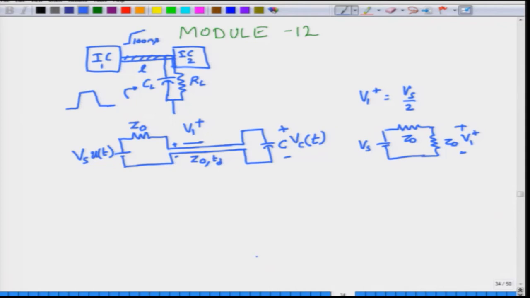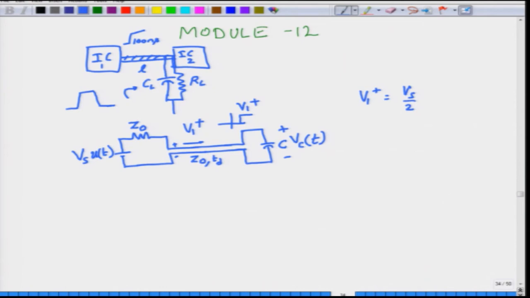Because the characteristic impedance is matched to the internal impedance of the source, V1 plus is equal to Vs by 2. Alright, we agree with this. Now, as that voltage begins to propagate down the line and arrives at the load at a time TD, this is what the voltage would be arriving at the load after one propagation delay, okay.